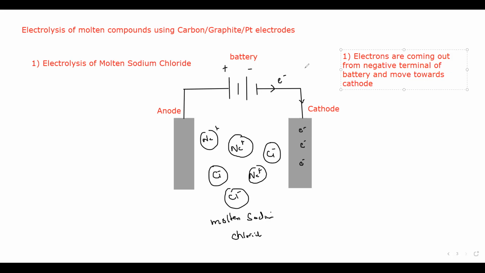That's the first thing. Then what happens? Which ion will they attract, sodium ion or chloride ion? The electrons are negative. So electrons will attract which ion?